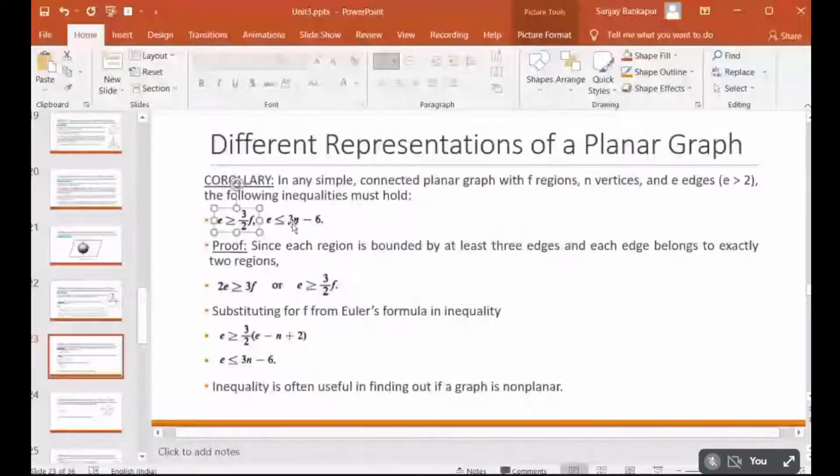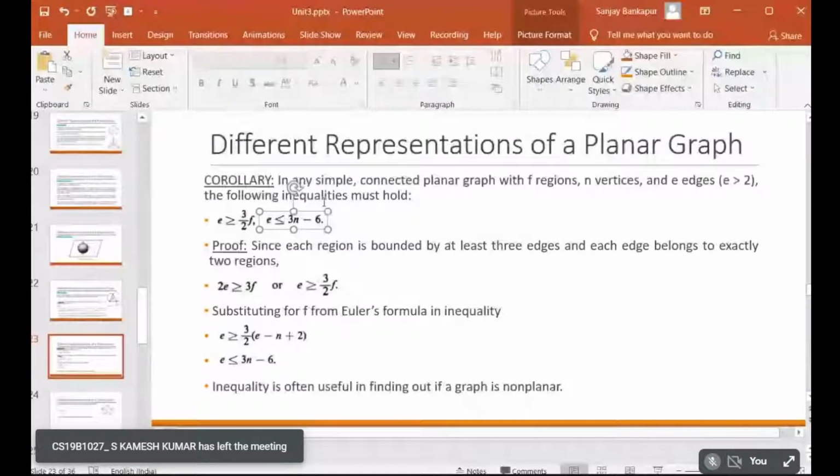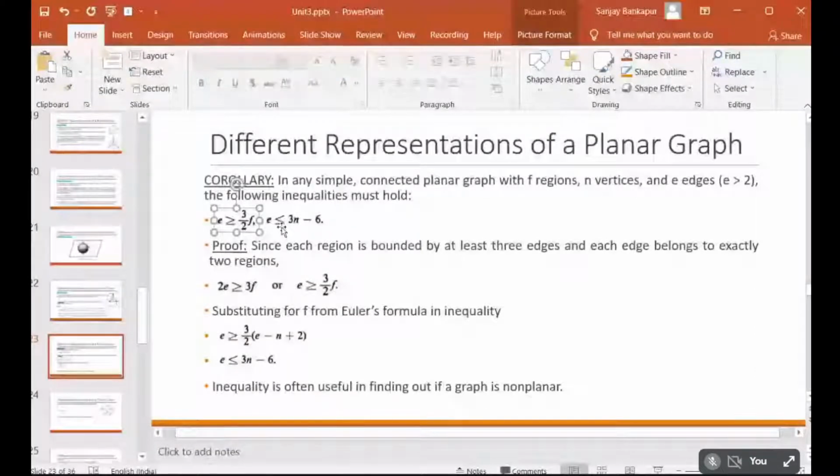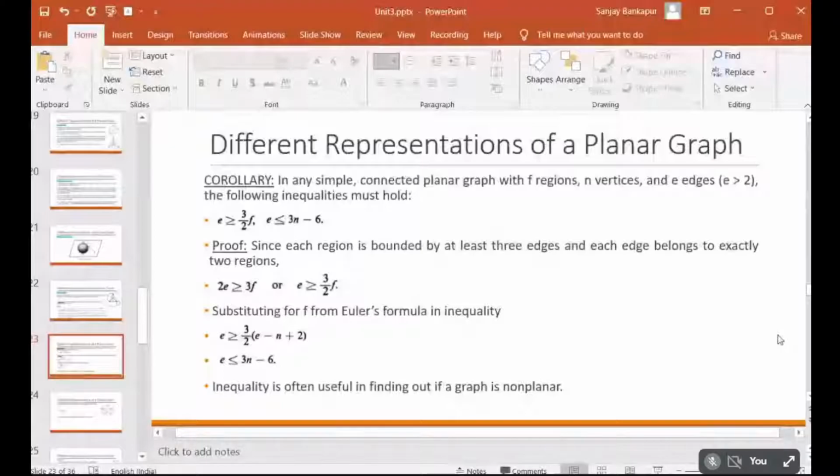Why is it an inequality? Is it greater than or equal to, or less than or equal to? That's why the inequality. These equations hold good always. They must hold good. That's the corollary. Closely observe that corollary: in any simple connected planar graph with F regions, N vertices, E edges, where the number of edges should be greater than 2, meaning there should be at least 3 edges, these inequalities must hold. One is E is greater than or equal to 3 by 2 of the number of regions, or E is less than or equal to 3n minus 6. We'll try to see what those are.